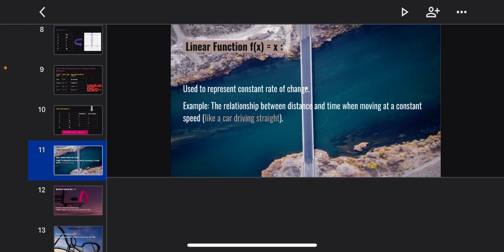Polynomial functions have real-life applications. Linear functions are used to represent constant rate of change. Example, the relationship between distance and time when moving at a constant speed, like a car driving straight. This road is a straight line. It represents a linear function, a constant rate of change.